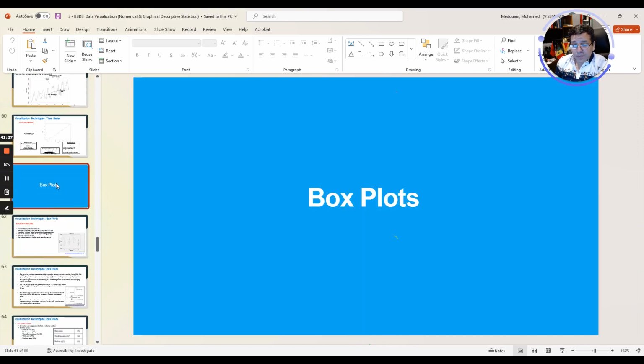Okay, box plot is a good one. This is another method that we could use. Box plots are used to visualize the five number summary of John Tukey. They are used to help us understand these five summary numbers of the data.